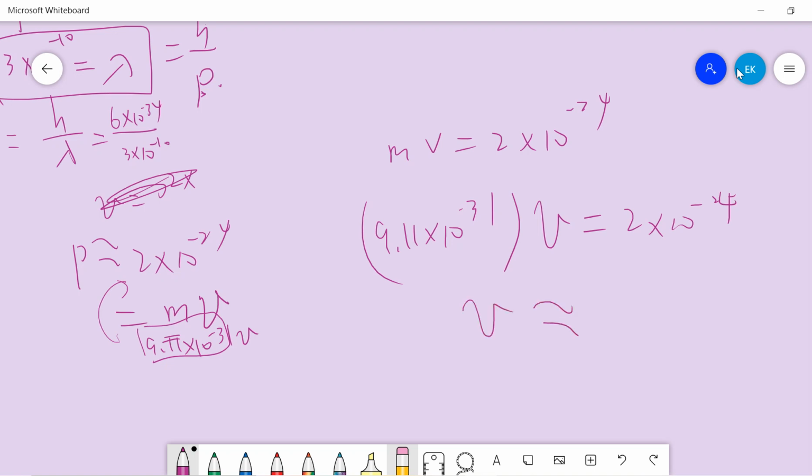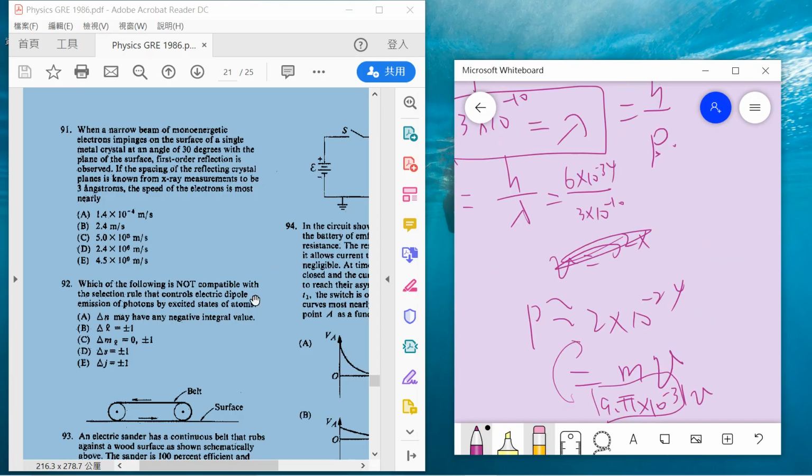So v is somehow 10 to the some power. This is 10 to the 7 times 0.25 closely. Okay. So which one is the answer? Answer is D. Because 0.25 times 10 to the 7 is 0.25 times 10 to the 6.